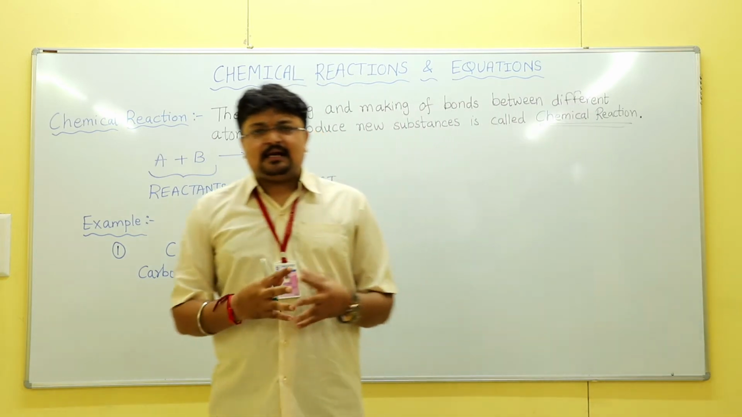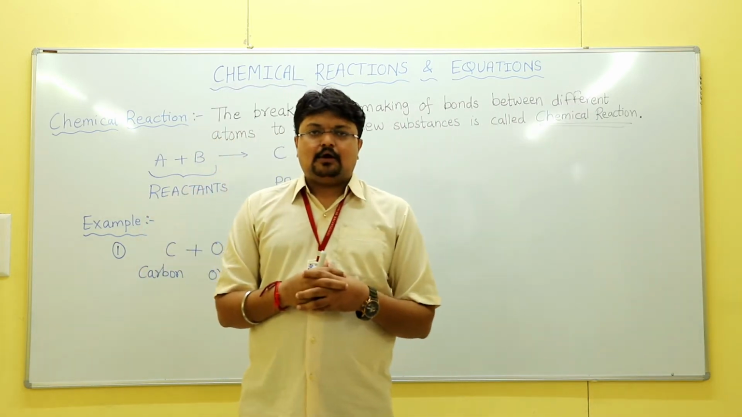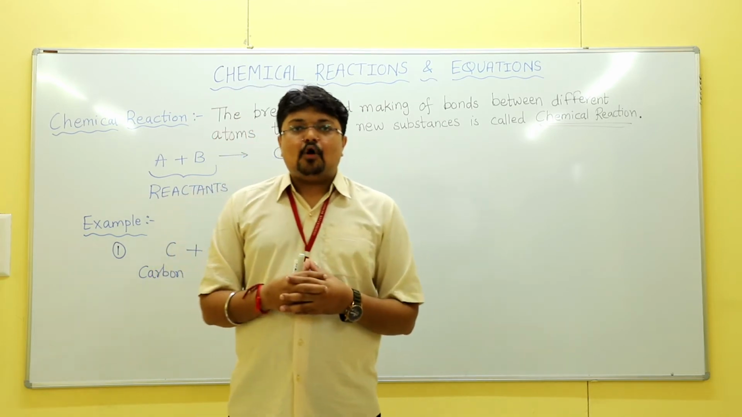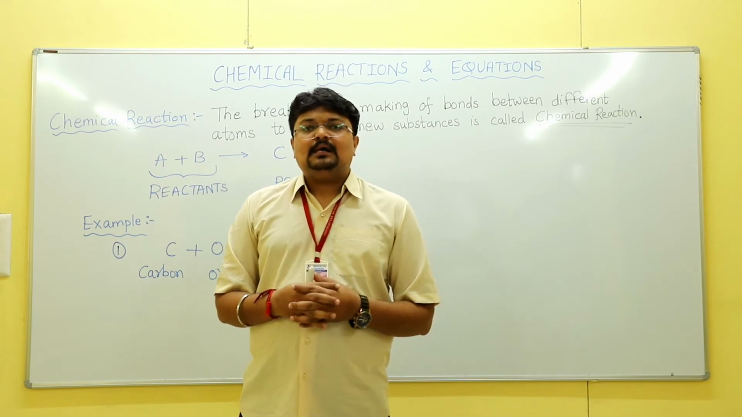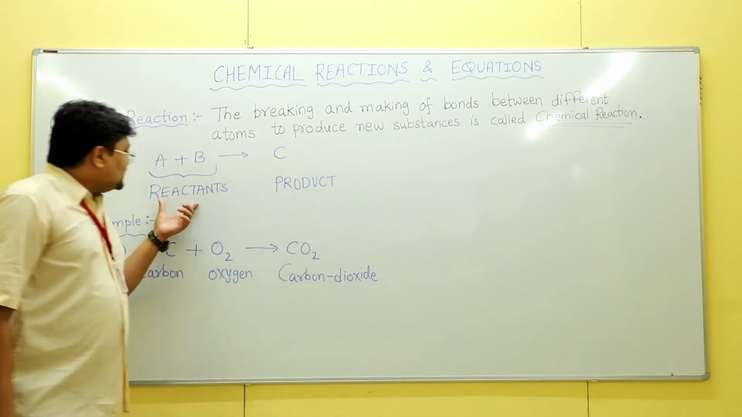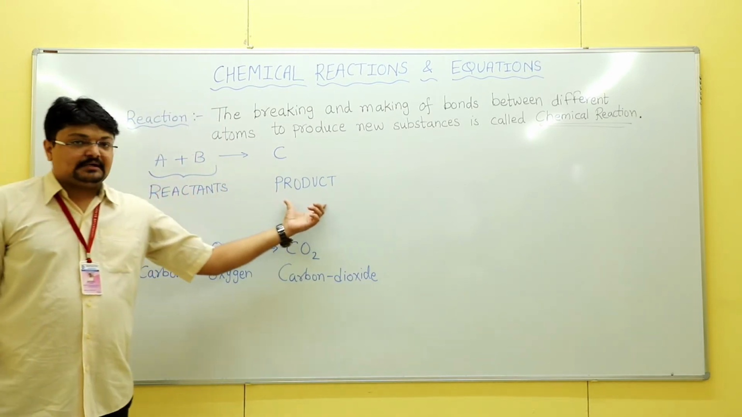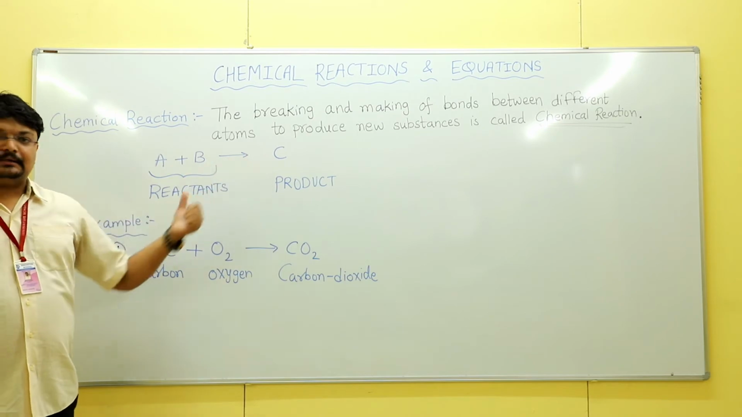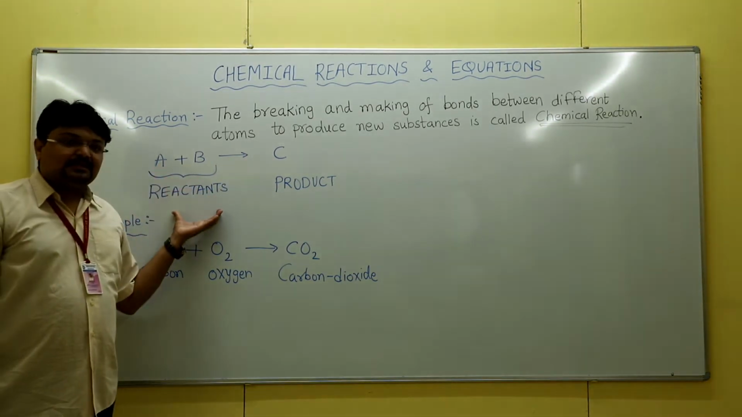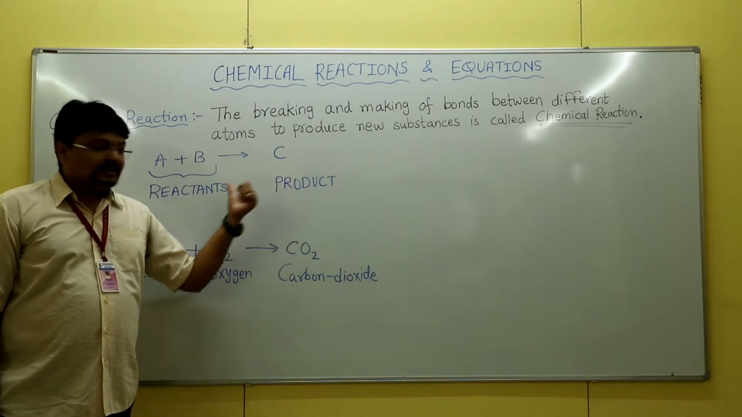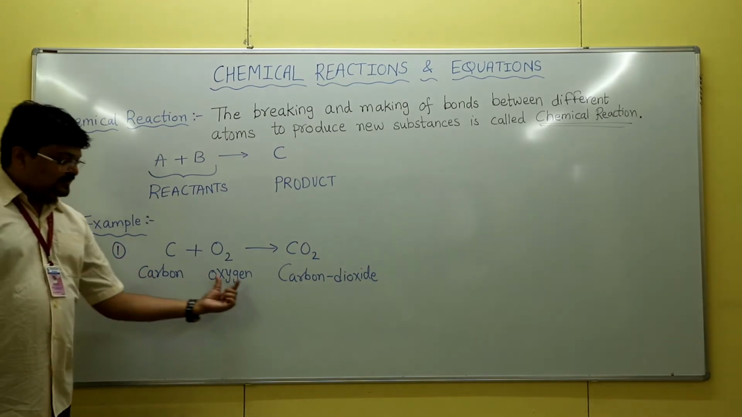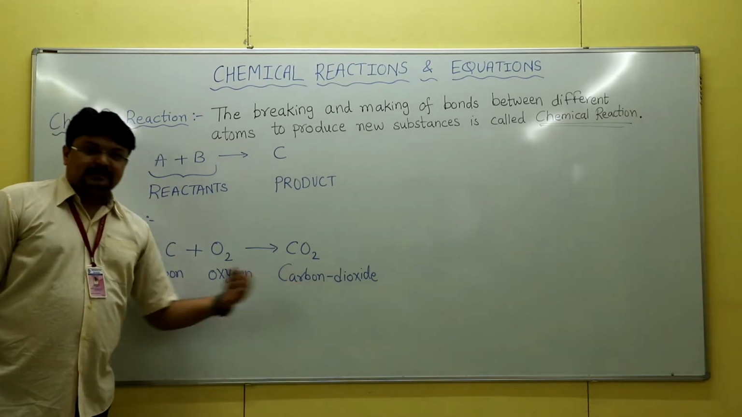So in a chemical reaction, there will be breaking of some bonds. Simultaneously, they will be making bonds with each other to form new bonds. So here it is, reactants and product. This is how a chemical reaction is symbolically written. Here A and B are your reactants. They react with each other to form a product, here C. For example, first, when carbon reacts with oxygen, it forms carbon dioxide.